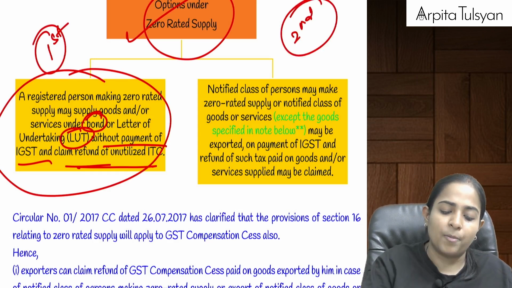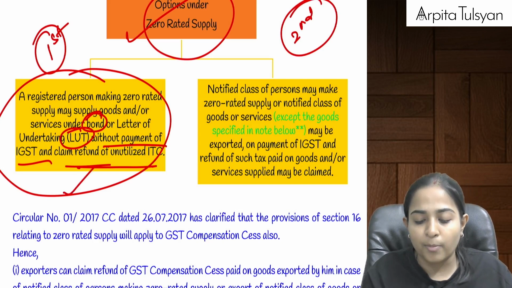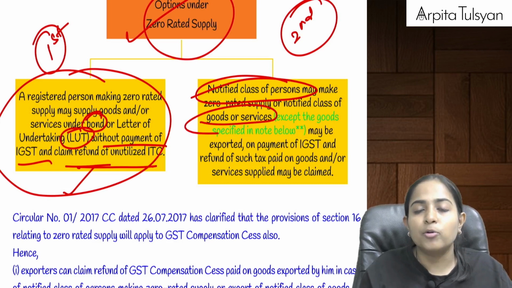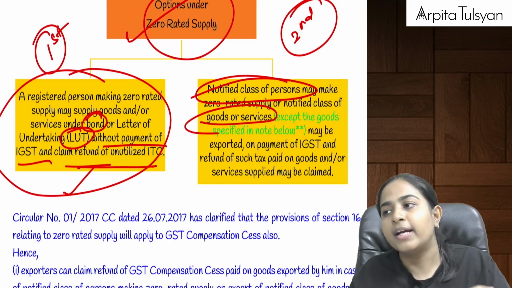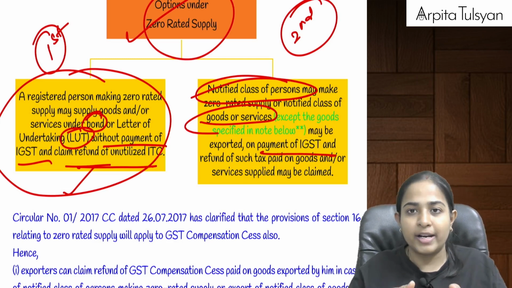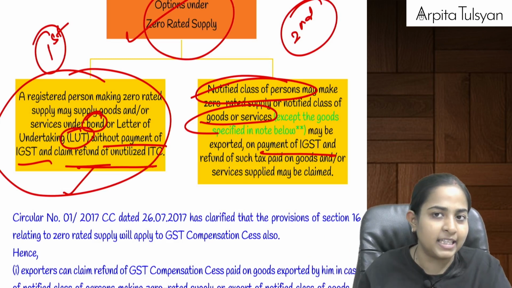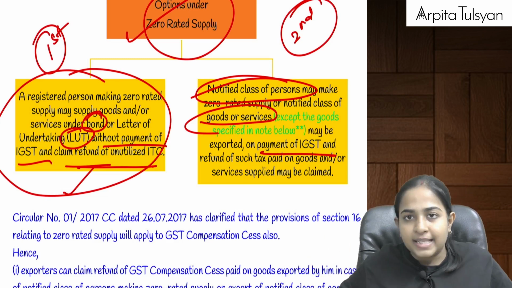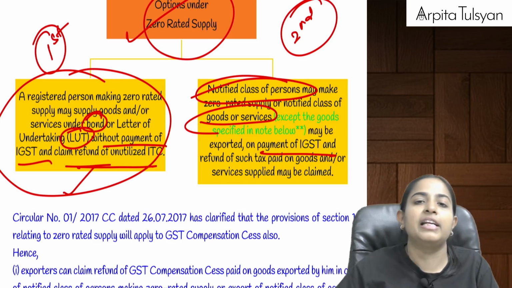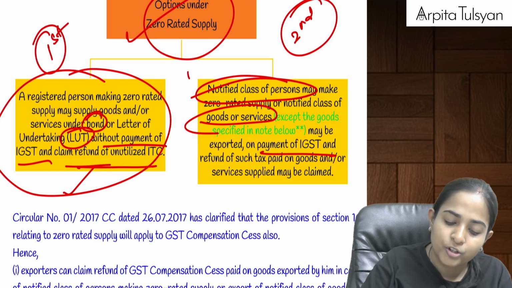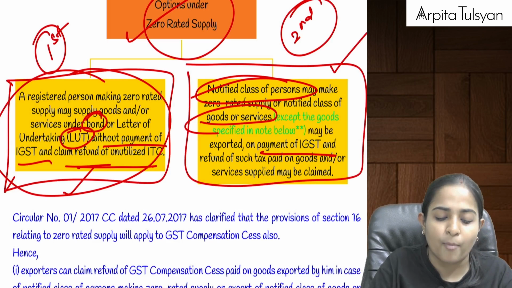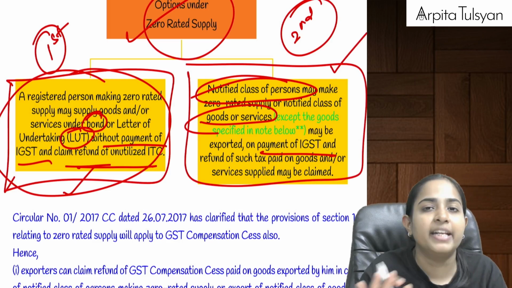And the second option is, suppose you don't want to go for this LUT or bond, then in some cases, for some notified class of persons, or in case of some notified goods or services, you are required to export the goods by payment of IGST. Meaning the government will tell you that when you are exporting the goods, you don't collect anything from that other country, but you pay the IGST from your pocket, by utilizing the ITC, etc. That is okay, and then later we will give you a refund of the same. So whenever the government wants to be sure about you, at that time the government will tell you to take this option. Otherwise, LUT or bond is a general option which is available to every registered person.